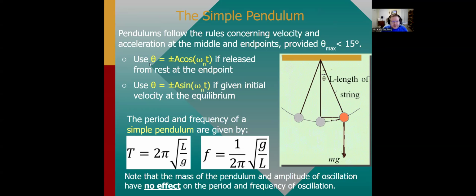So you want to use theta equals plus or minus A cosine omega t if released from rest at the endpoint, or the angle theta equals plus or minus A sine omega t if given an initial velocity at the equilibrium. And it follows the same behavior. The maximum velocity will be at the middle, and it's got zero velocity at the endpoints. The maximum acceleration will be at the endpoints, and it's got zero acceleration down at the middle, where it's in equilibrium.